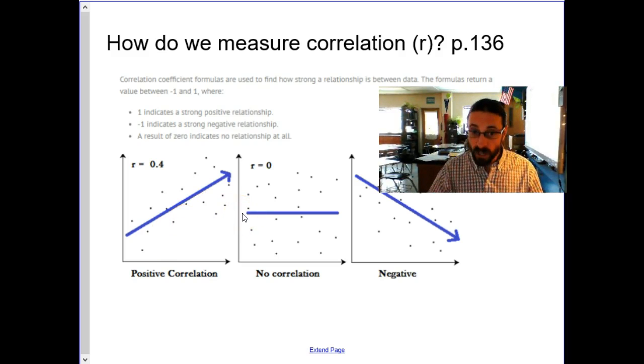0 means no relationship. And these pictures here, this one shows a correlation coefficient of 0.4, so it's positive. But you can see all the data points are scattered. This is 0 because as you increase the x value, the y values are all over the place. And in this one, as you increase the x value, the y values drop. And you think of that as a negative slope.